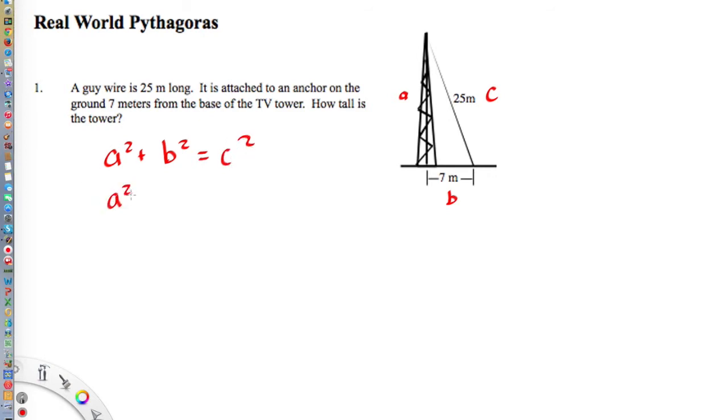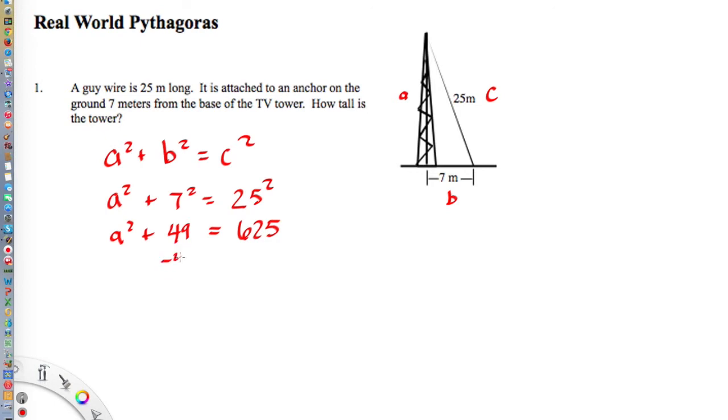A, the height is unknown. B, the length of that base between the wire and the actual base of the tower is 7, and we're going to square that. And then the actual length of the cable or wire is 25, and we have to square that. So we're going to get A squared plus 49 is equal to 625. Because that 25 times 25 is 625. Some of us have that committed to memory.